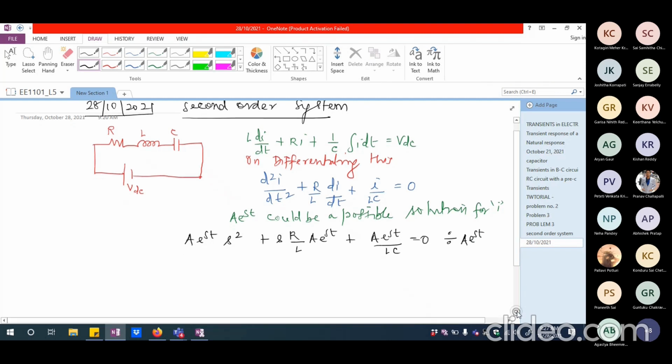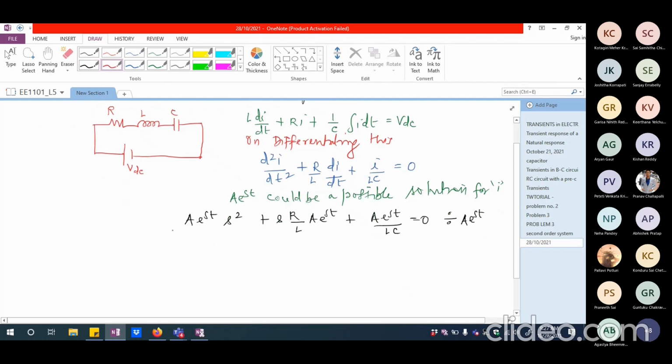Then we divided, and when we do this, we got something called the characteristic equation, which was s square plus s R by L plus 1 by LC equal to 0. So this we called as the characteristic equation of the system.